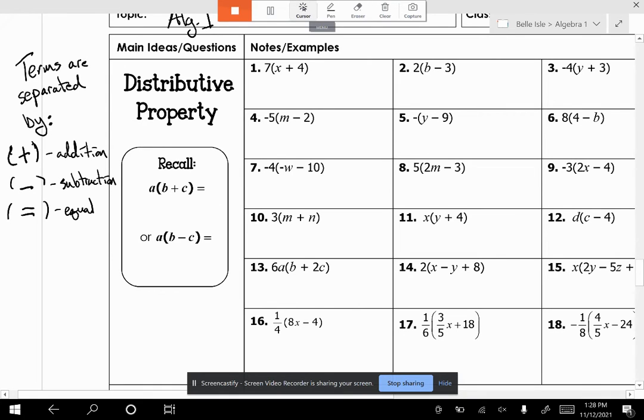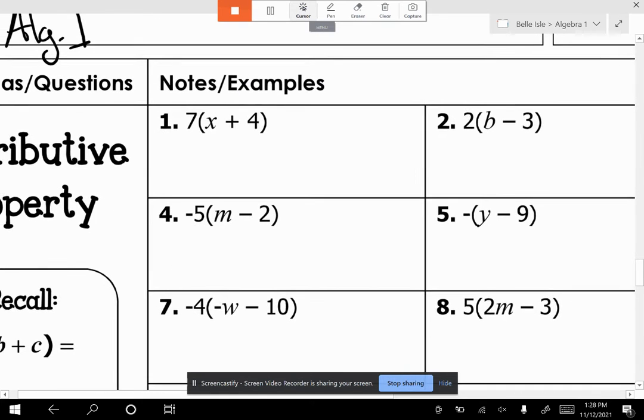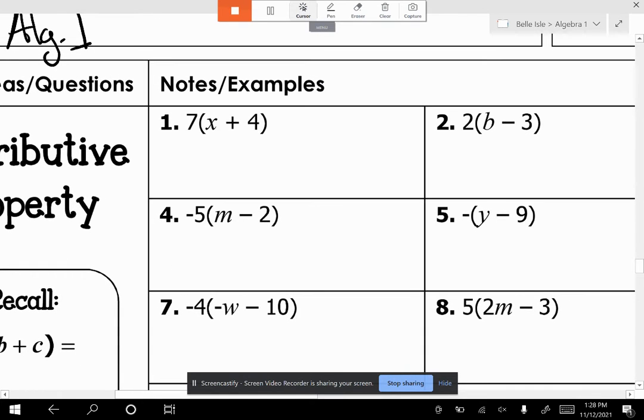Okay, so let's look at number 1. We already know how to do this. Again, it's just practice, so we're going to zip through this. You have the 7 on the outside. You have 2 terms on the inside.